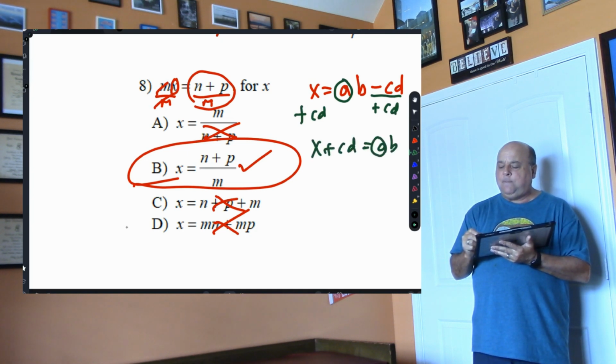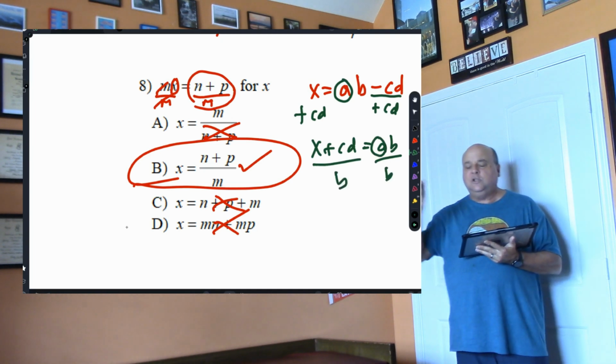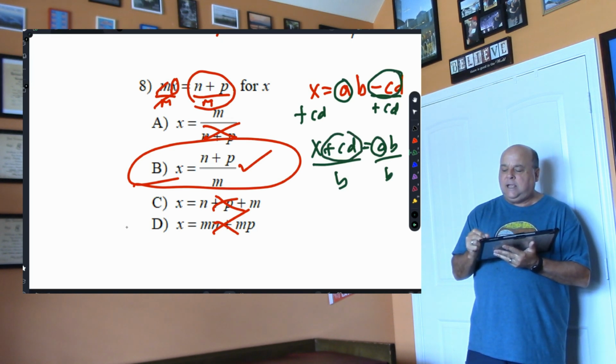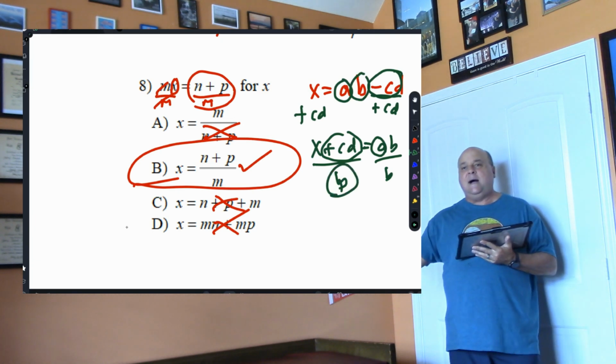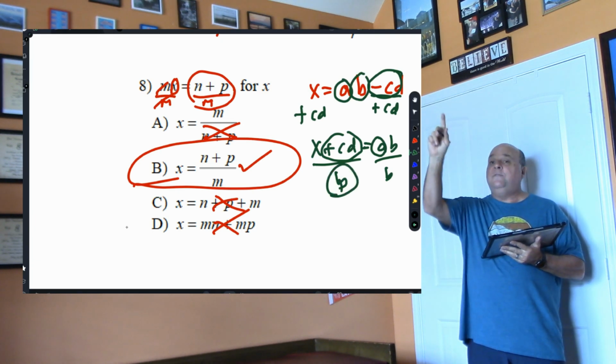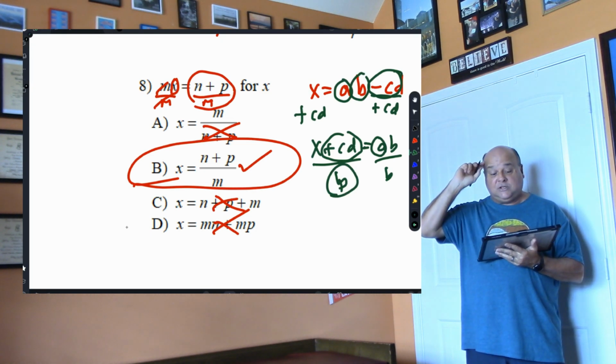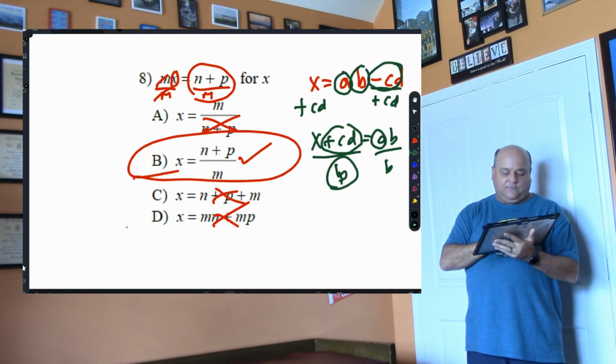And then I want the A by itself, so I'm going to draw 2 fraction bars and the B goes on bottom. Notice what happens here. This minus CD turns into a plus CD, and the B goes from the top to the bottom. So the minus CD is going to flip, and then that number in front of the variable is going to go to the bottom. That's what's going to happen on your test tomorrow. It's going to look a little bit different though, okay?